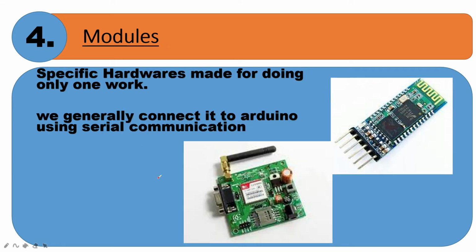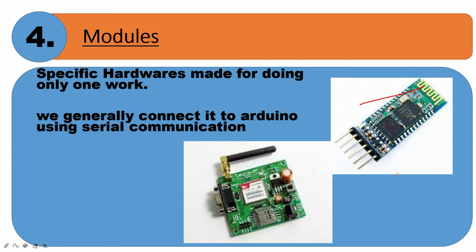And next one is modules. Now basically these are modules like the HC05 module, this is the HC05 module, okay. And modules means specific hardware made for doing only one work. So this is a Bluetooth module, means this system will only send and receive Bluetooth signals from your phone or PC or anywhere. It will just receive and send Bluetooth signals.